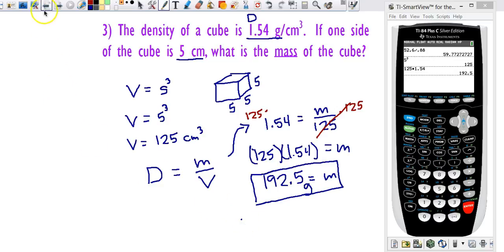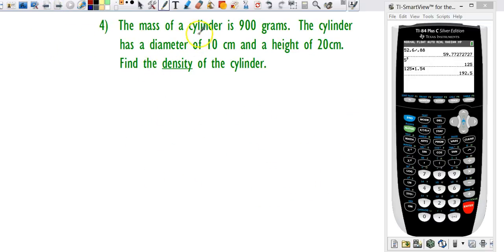All right, moving on to example number 4. All right, now we're talking about cylinders. So the mass of a cylinder, there's your M, 900 grams. The cylinder has a diameter of 10 centimeters and a height of 20. Find the density. Well, we need the volume, not the diameter and the height. So we got to go back to our volume formulas and figure out what the volume of that cylinder is. Anybody remember the volume of a cylinder? Pause now to look it up if you'd like. All right, so that volume formula you should know is pi r squared times the height.